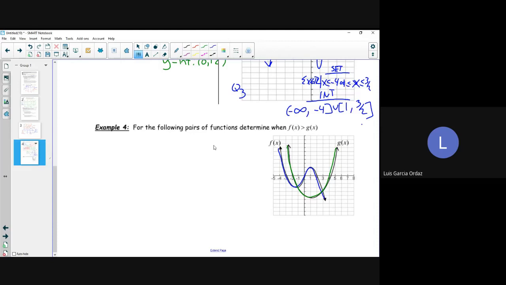So where is f of x greater than g of x? x is greater than -1 or less than 3. Okay, so this is in set notation. So we have x ∈ R such that x is greater than -1, but less than 3. Is it 1 or negative 1? Oh, negative 1. And if we were to write it in interval notation, how would that look like?